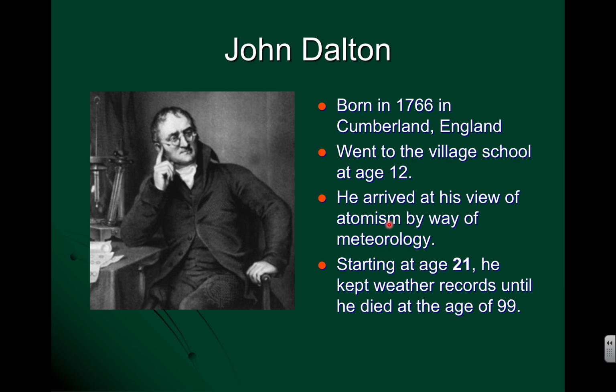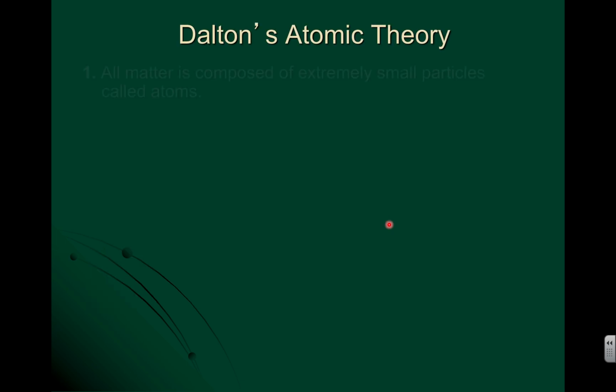John Dalton used to be an English school teacher, and he was actually kind of a weatherman. He didn't actually do any experiments, but he furthered Democritus' thinking. He ended up coming up with 5 postulates, or 5 theories.